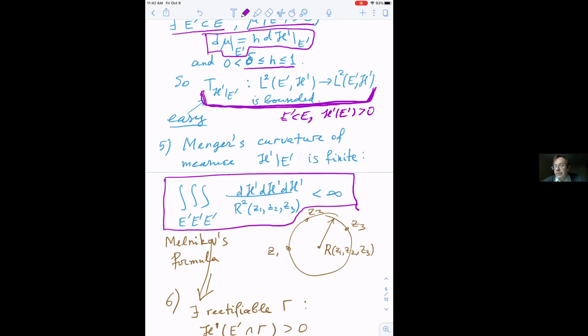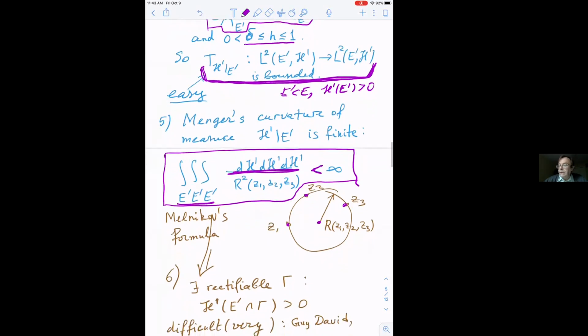So what is Menger's curvature? You take 3 points, any 3 points, any triple of points on E prime. So you consider E prime cross E prime cross E prime. For 3 points, you can always construct a circle which passes through these 3 points. Maybe this circle is infinite, they can lie on one line, but it always has a radius, maybe infinite radius. And we call this radius R(z1, z2, z3). So you consider the function 1 over R squared of (z1, z2, z3), and you integrate it over this length on E prime, E prime, E prime. If this thing is finite, you say that Menger's curvature of E prime is finite. So we concluded that Menger's curvature is finite.